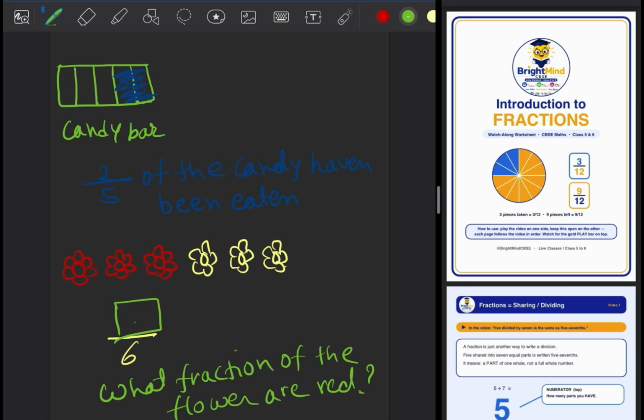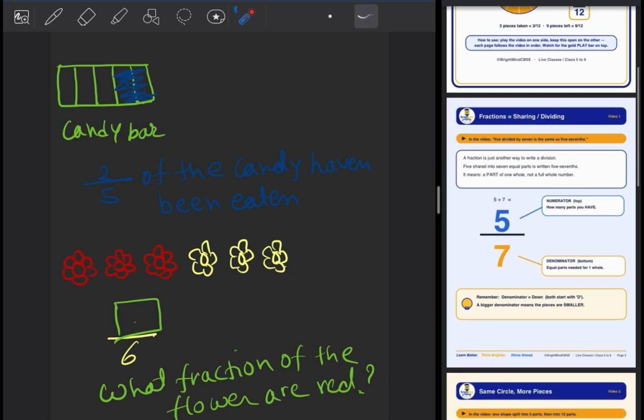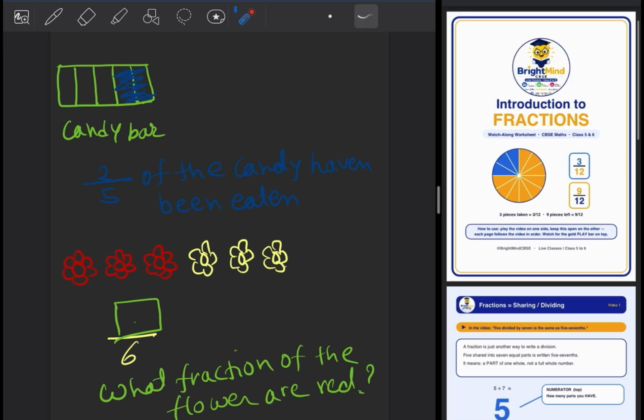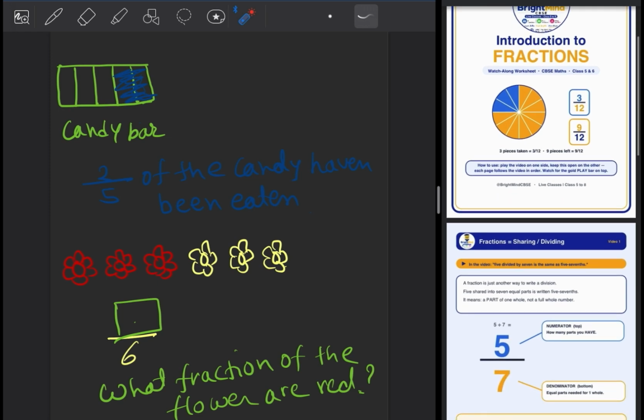Here I have also shared a PDF of the fraction topic to help you understand better. You can check inside with more examples. That's all. Okay, so that's all for today's lesson.